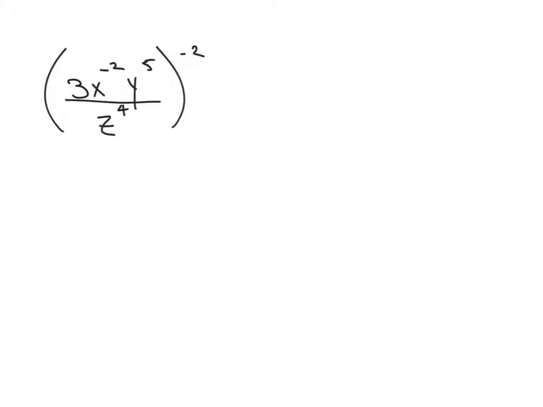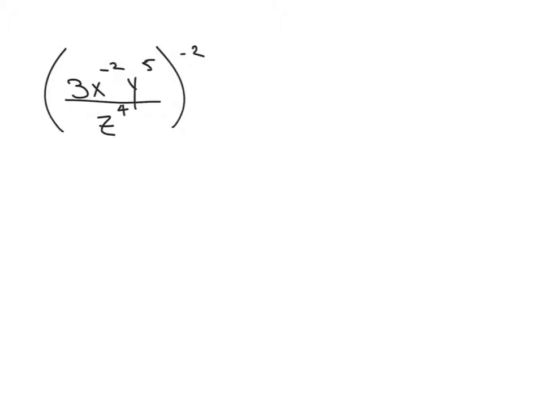Alright, so what happens with this negative 2? This negative 2 is applied to the 3, the x to the negative 2, the y to the 5th, and the z to the 4th. Everything in the parenthesis this is attached to. Okay, so let's look at just the negative 2 on the 3.